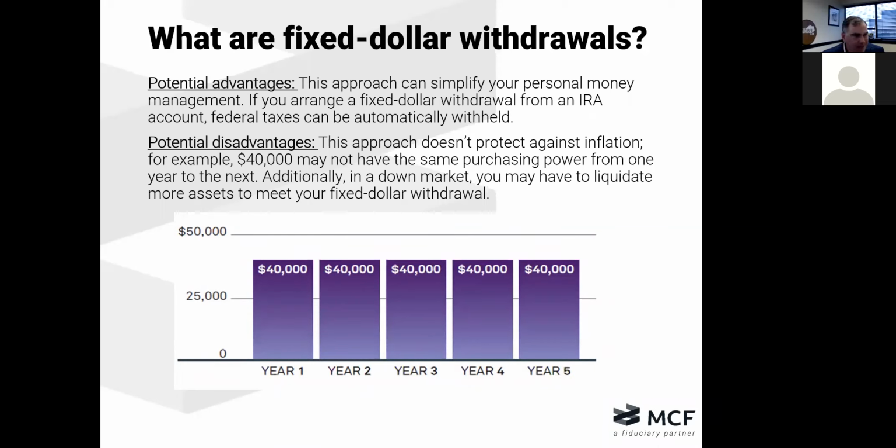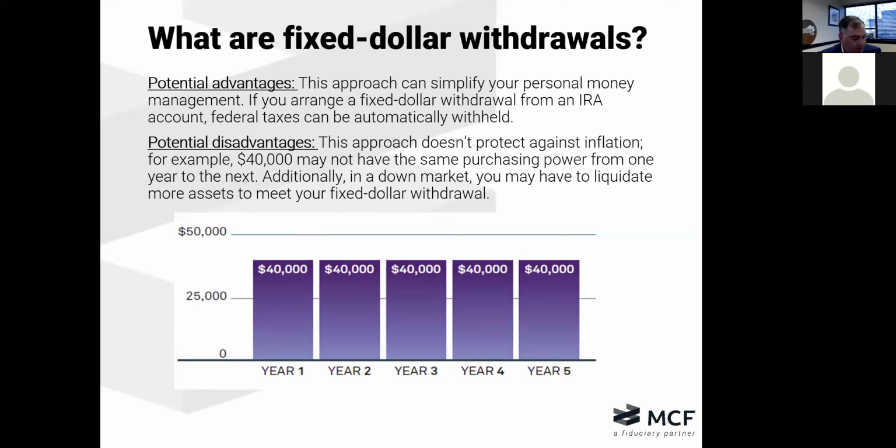It doesn't help much if you do this indefinitely against inflation, so you do need to make adjustments. 4 or 5 years is probably the longest I would go without taking a look at it. And depending on the dollar amount you choose, you could erode your principal a little bit quicker. If your investments are down in value due to market volatility, you may need to sell some of your assets in order to create that cash flow for your withdrawal needs. This approach can simplify your personal money management.